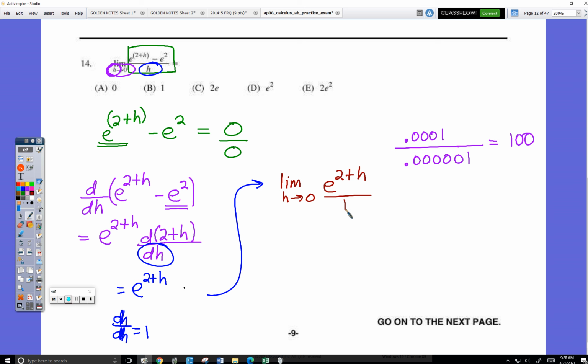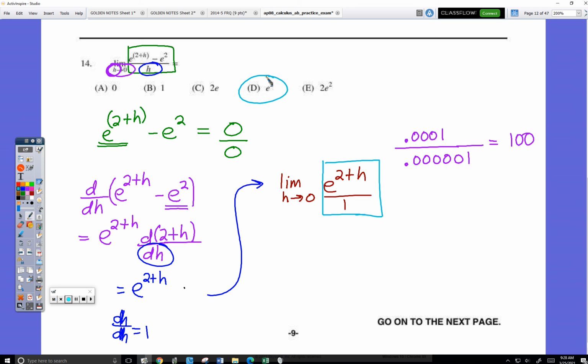We can, however, remember what limit means. Limit means if h is close to 0, what is the blue box going to give us? If h is close to 0, what do we get in the blue box? Curtis? E squared. End of story. Point 2 for Curtis.